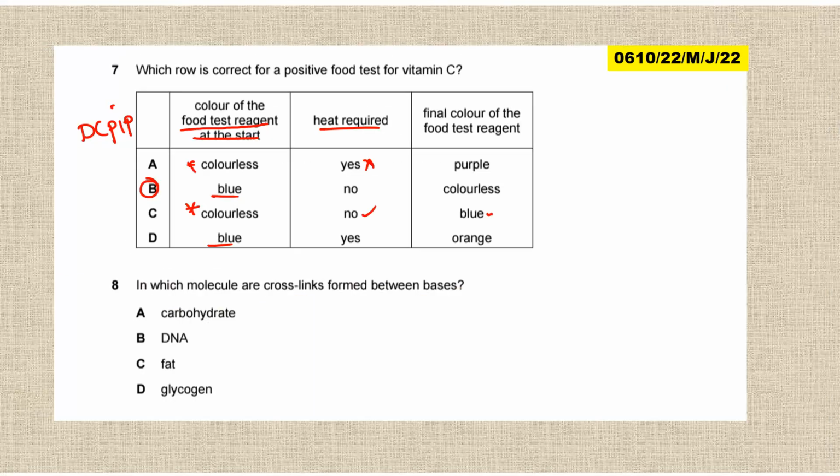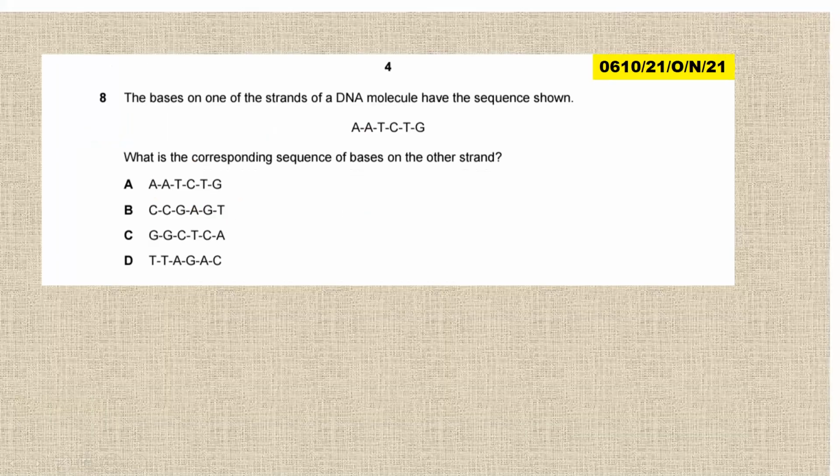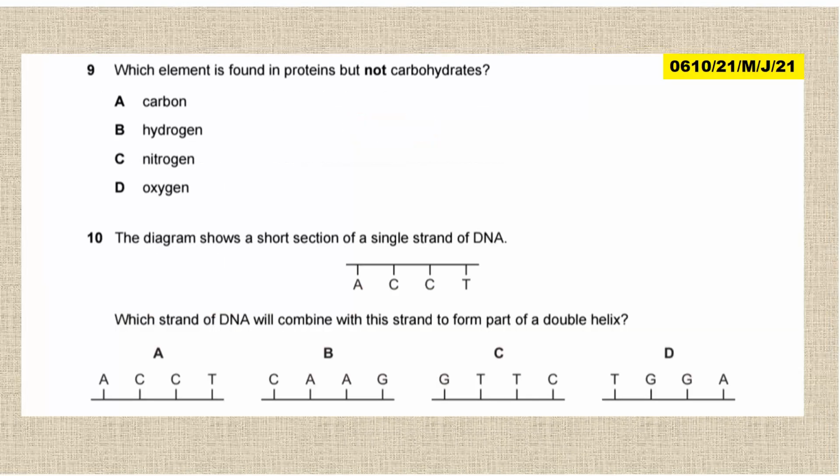All right, we've left out one question. In which molecule are cross links formed between bases, DNA, to form a double helix? This is paper 2, variant 1, October, November 2021. The bases on one of the strand of a DNA molecule have the sequence. What is the corresponding sequence for the strand? So I'll leave this one to you. I've answered quite a number of questions on this. And of course, I guess this part is very simple now.